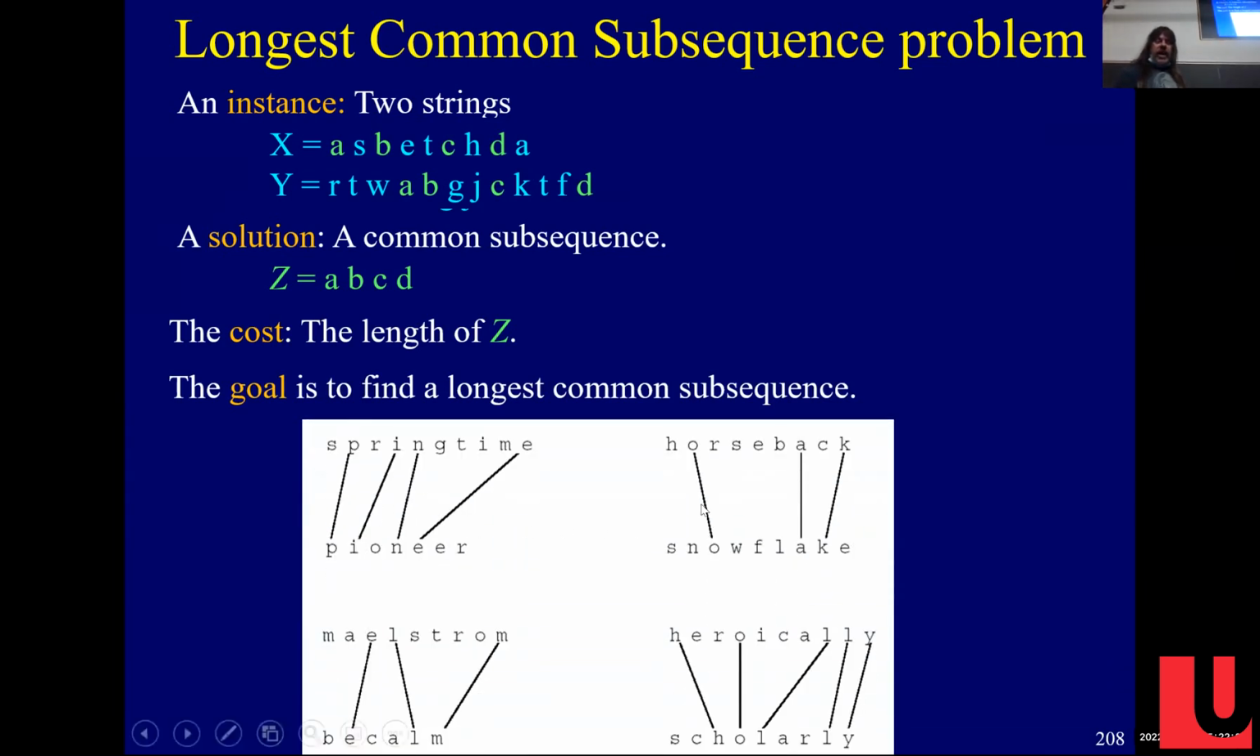I stole this from James Elder, who's a professor here. So here, if you have Springtime and Pioneer, you can see a longest common subsequence. Everybody see the lines of the longest common subsequence, right?